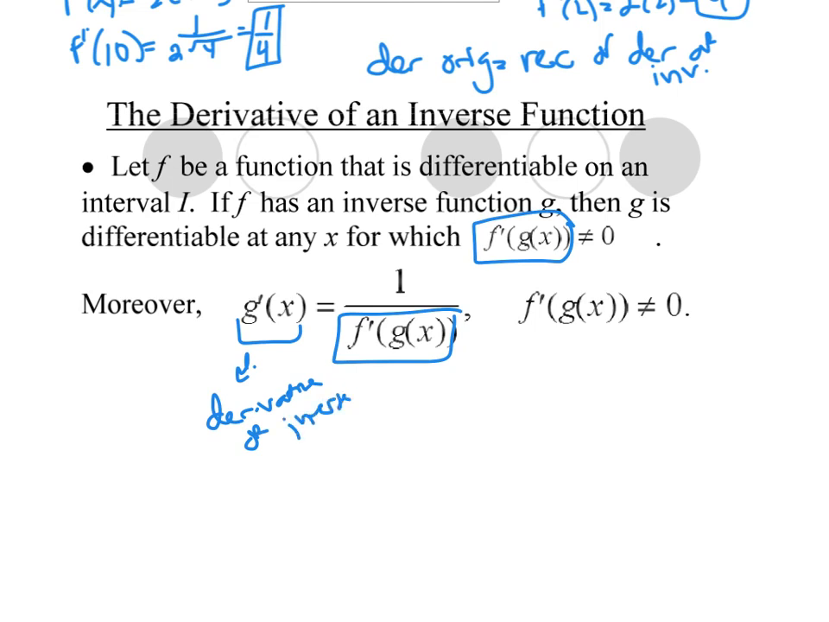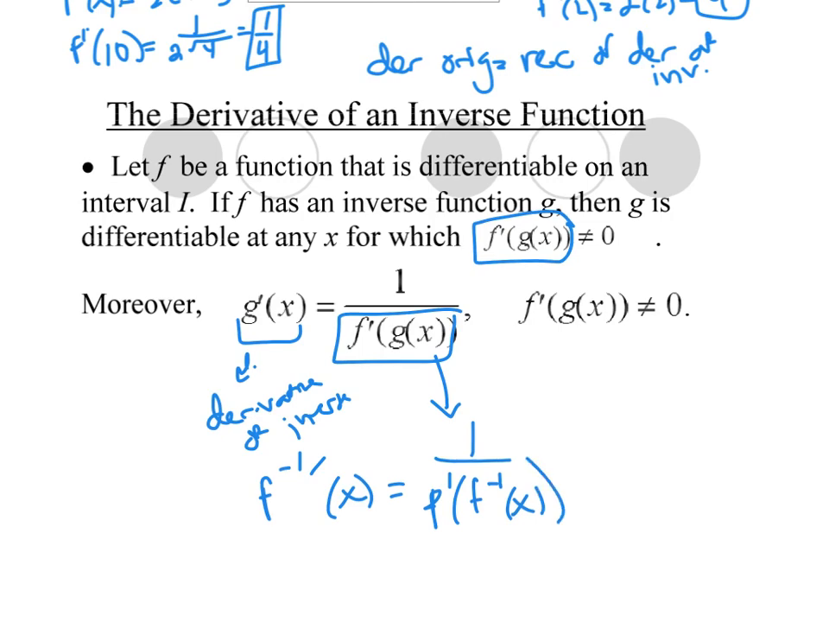So another way to write that is f inverse prime of x, but it looks really complicated, so that's why they use g prime of x. So this is the same thing as 1 over f prime of the inverse of x. Actually, let me write that with our usual notation, just so you can get used to it.